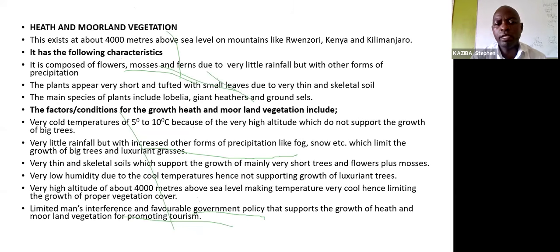So then the factors: very cold temperatures of between 5 degrees to 10 degrees, and very high altitude, which do not support the growth of big trees. Then very little rainfall, but with increased other forms of precipitation, like snow and fog, which limit the growth of trees, but support grasses. Then very low humidity due to cool temperatures, which do not support the growth of luxuriant trees, but giant heathers. Then limited managed interference, and the question is done.